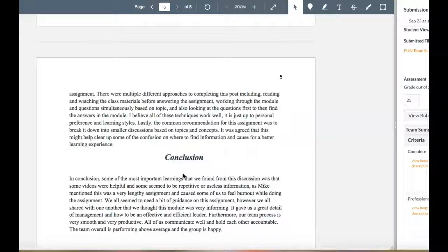So these are your best practices for the fundamentals module. I think they're good guides for the Grow module as well, so you may want to review these before you do your post for Grow.